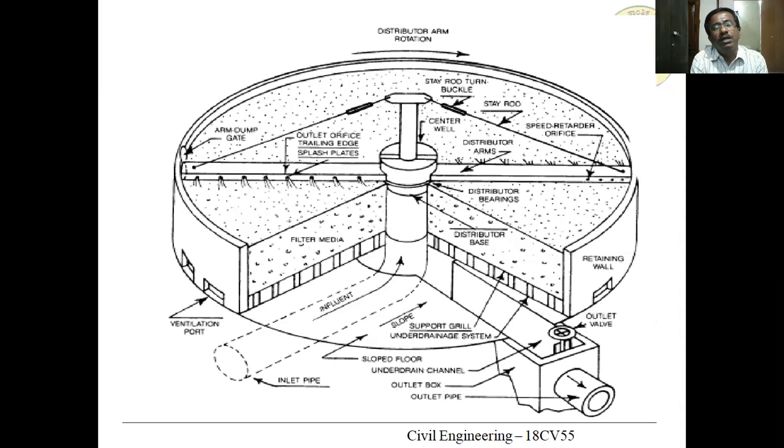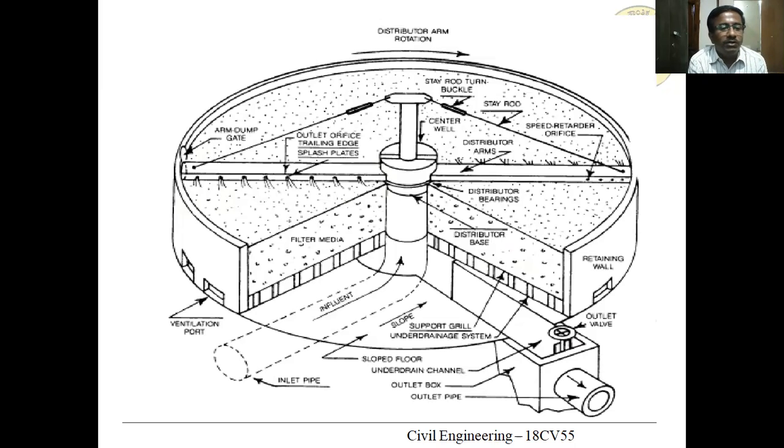The rotating arm is connected by a number of guy wires, and there is a provision for the rotation of the arm at a speed of 1 to 2 rpm. In the rotating arm, there are a number of orifices. Through the orifices, the wastewater is sprinkled over the filter media. The depth of the filter media depends upon the type of the filter, whether it is a high rate trickling filter or a slow rate trickling filter, but it is usually 1.5 to 2 meters in depth.